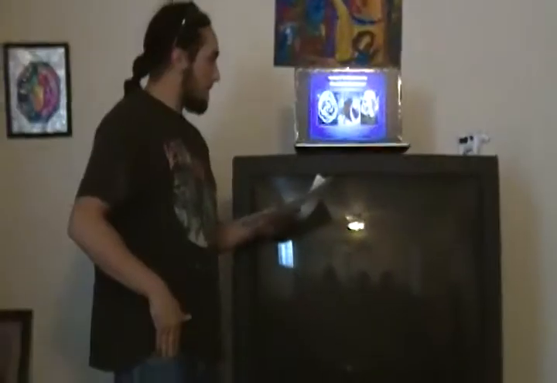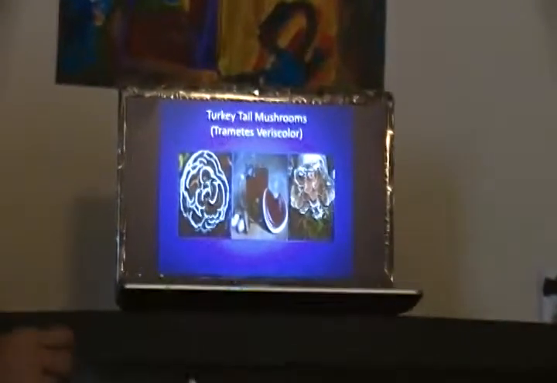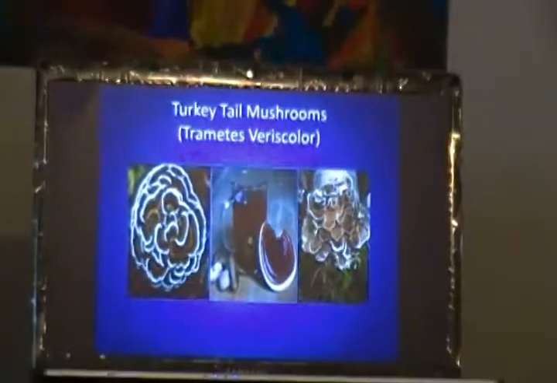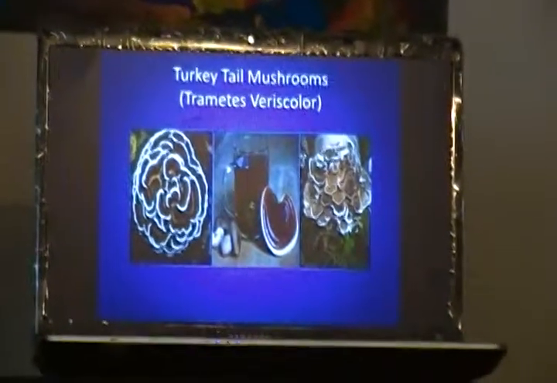And one of the ways it's consumed is by making it in a tea, because of its texture. It's really hard to consume in its natural form. But they also make capsules of it, little pill capsules that you can take, and they're really good for you, really nutritious, and they really help to boost your immune system.